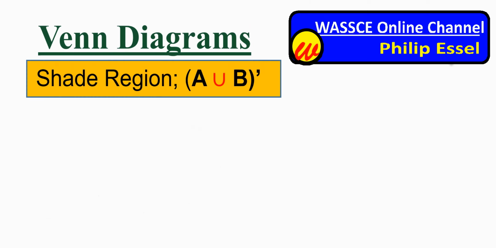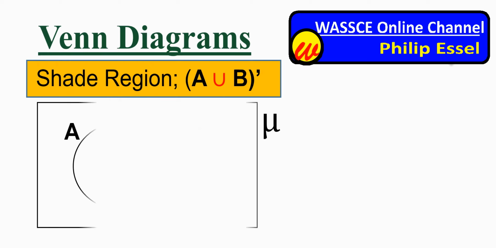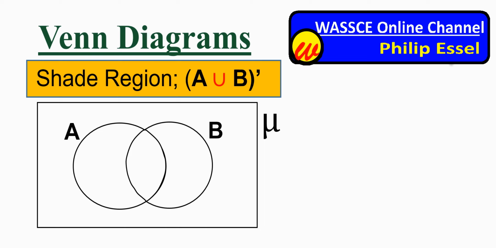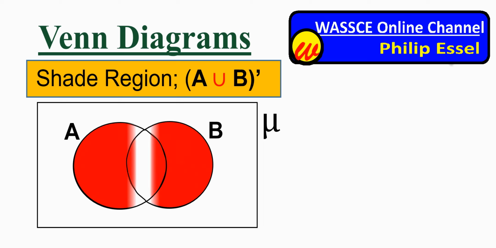Now let's shade the region A union B into bracket complement. First, we have our Venn diagram of two intersecting sets. Let's note that before we can find the region A union B complement, it is very important for us to first know A union B. This is our A union B. Now that we've been able to recognize our region A union B, we can find A union B complement.